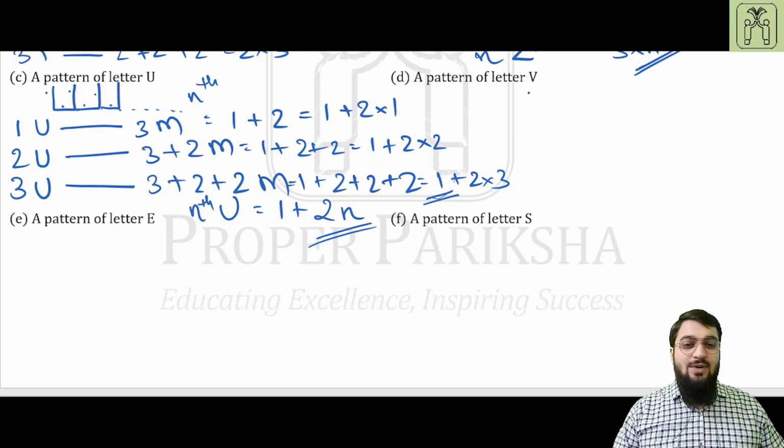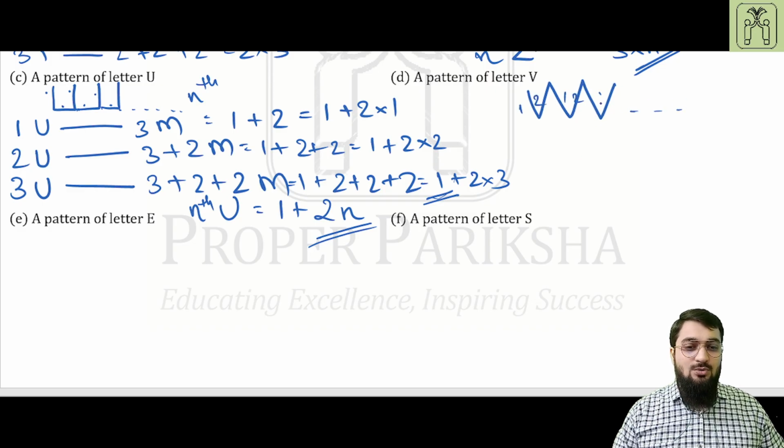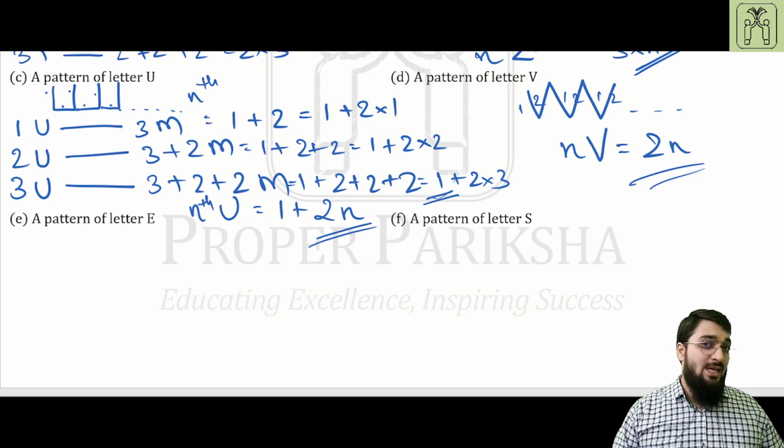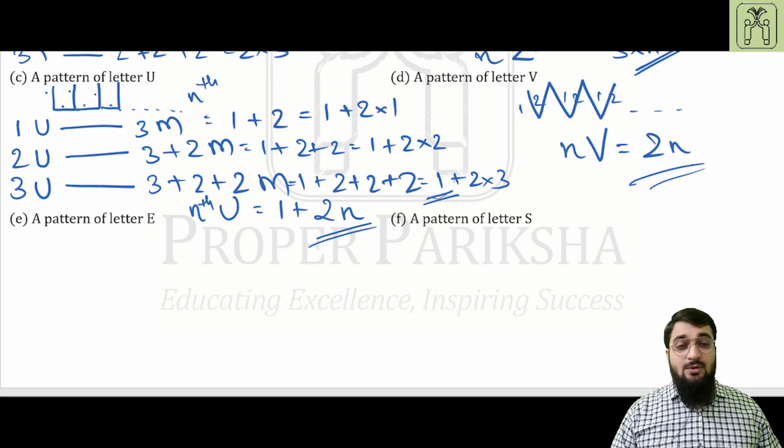The pattern of letter V does not have any common matchsticks, so the answer is as simple as that. So 1 2, 1 2, 1 2, therefore the nth V will be 2 into n, that is, the number of V's will be the multiplication factor n and 2 matchsticks each will be the multiplication factor 2.